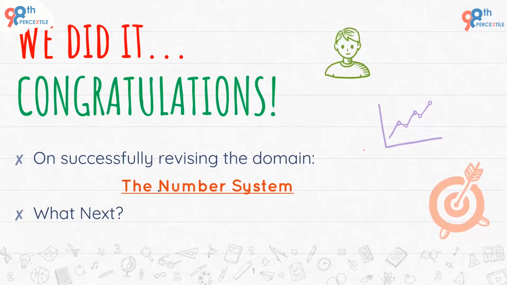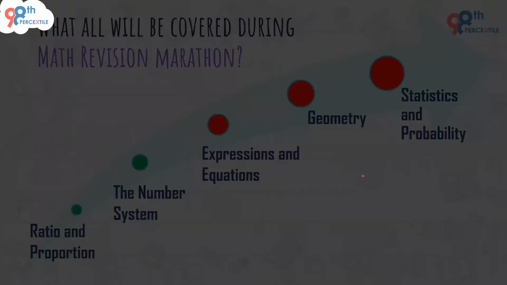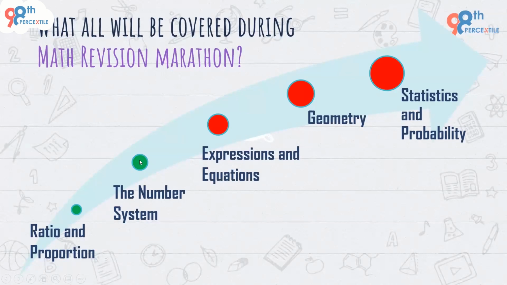But we're not done with the class quite yet. So, like always, just like the last time, we need to discuss a few things post the class. Today we have covered the topic of number system, and a big congratulations to you people on that. But that does not mean that we have ended this. We did ratio and proportion the first time. We did number system today, and we have 3 more domains to work through.